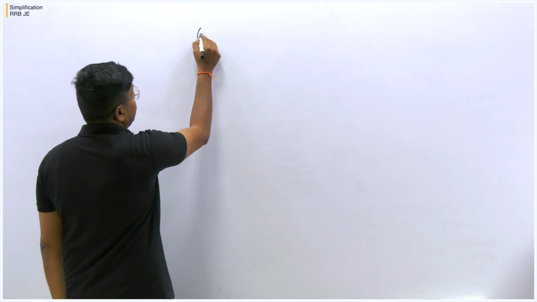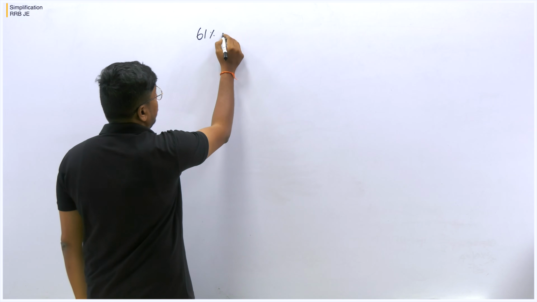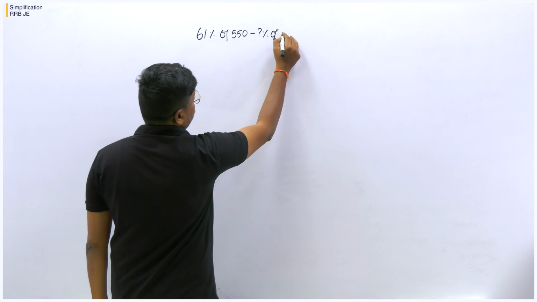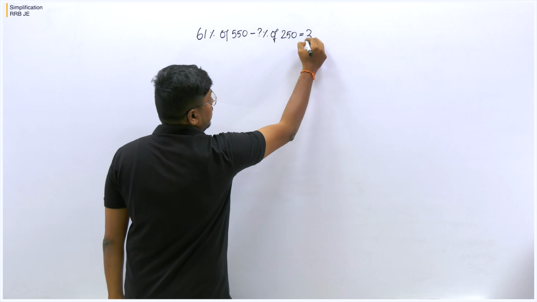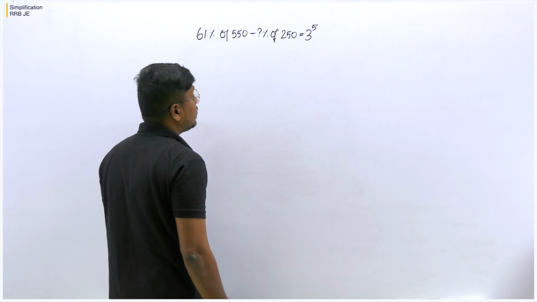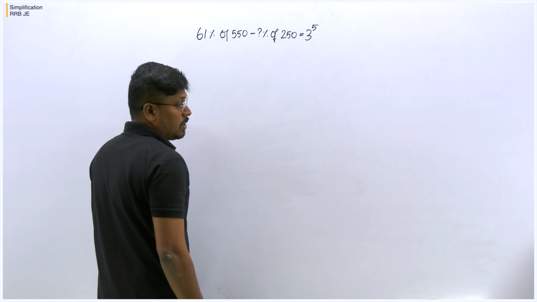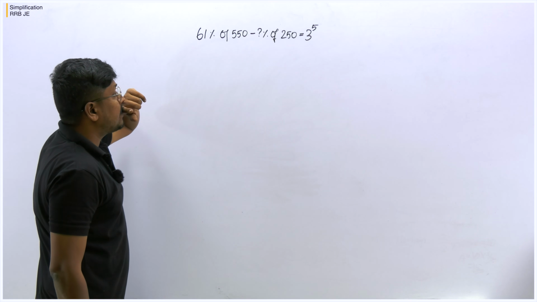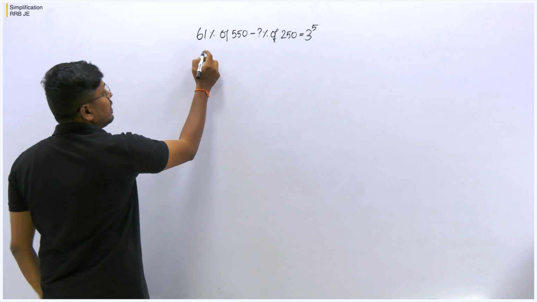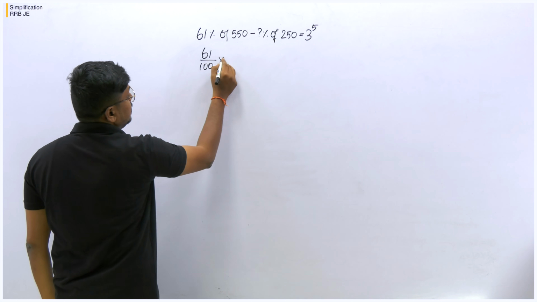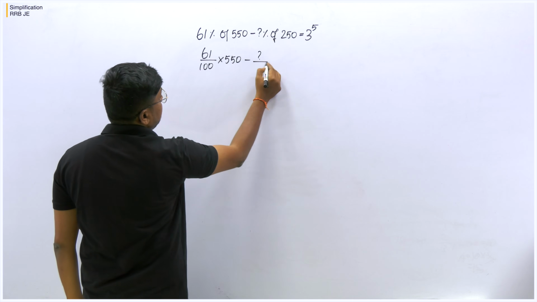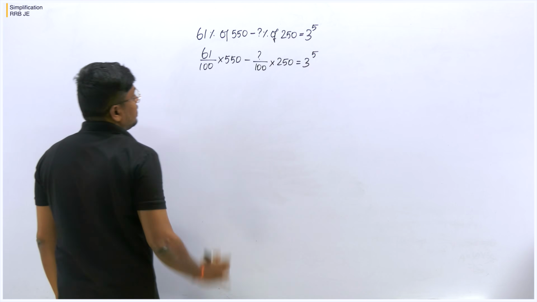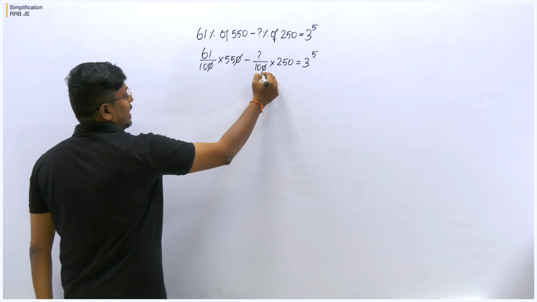Next question is 61 percentage of 550 minus question mark percentage of 250 is equal to 3 power 5. Yes, okay. Now we need to find what this question mark percentage value is. So this 61 percentage can be written as 61 by 100 into 550. Similarly, question mark divided by 100 into 250 is equal to 3 power 5. Now we can cancel the 0s here, and similarly we can cancel the 0s here.